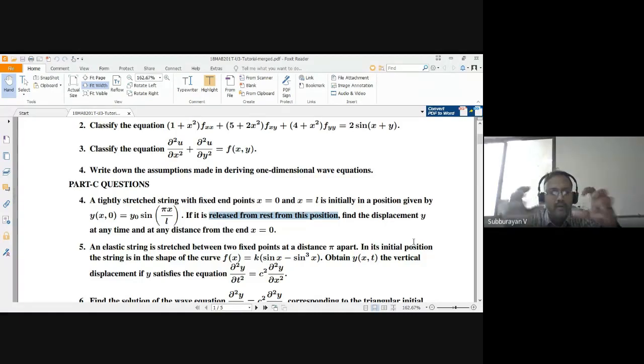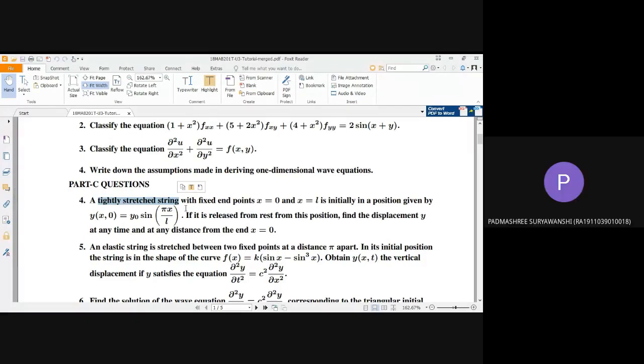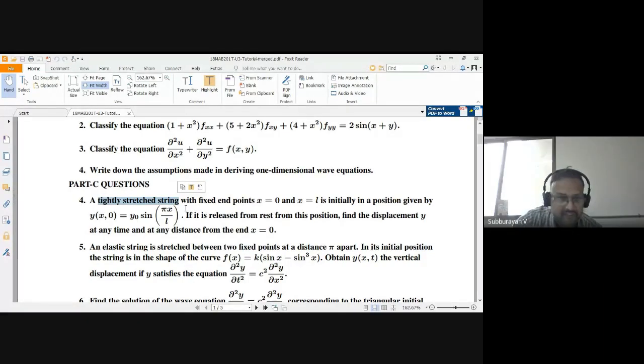Fine. Now formulate this physical problem as a mathematical problem. Already they have given a clue: a tightly stretched string. Therefore, this is a one-dimensional wave equation problem. First, you should identify whether it is a heat equation problem or a wave equation problem. Based on this, you can identify that the given problem is a one-dimensional wave equation. That is the first part.